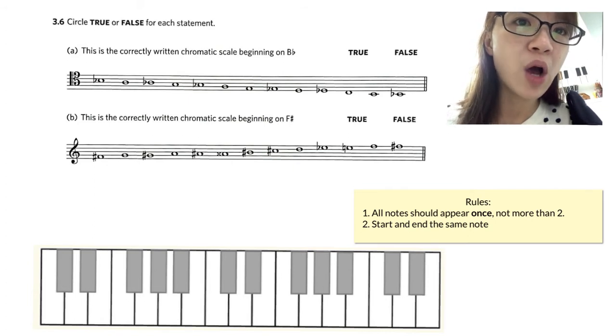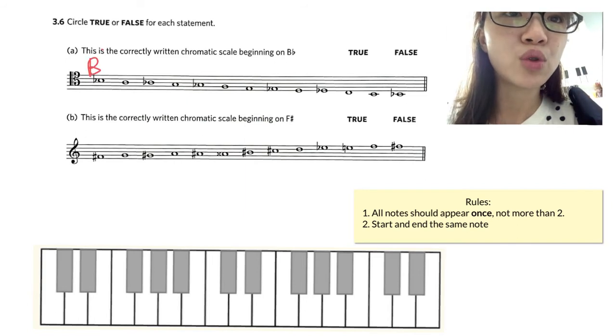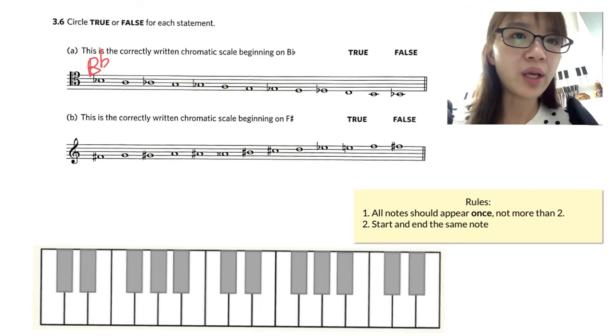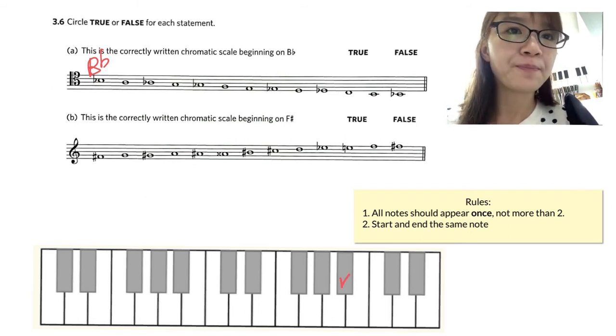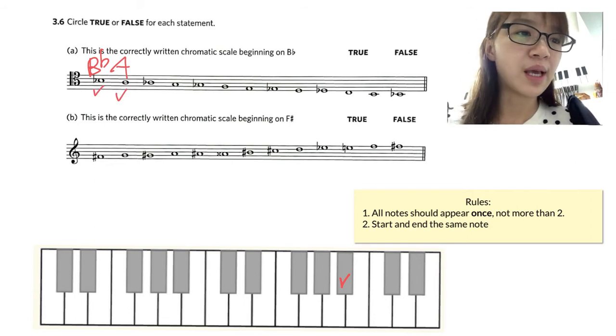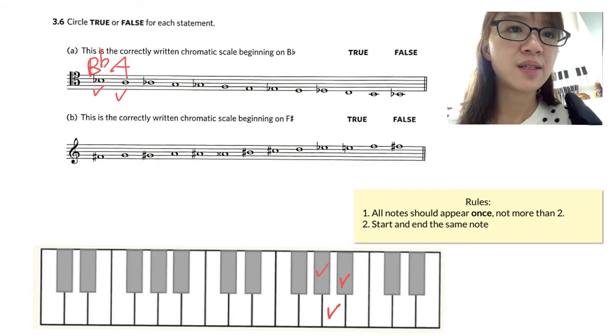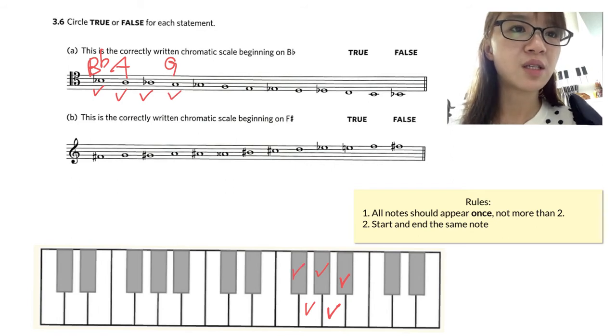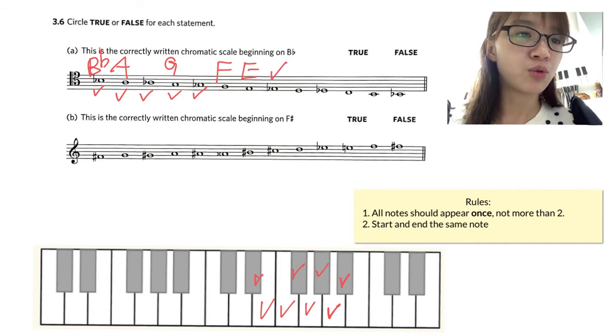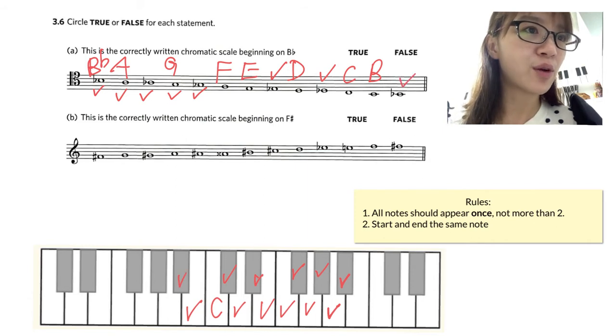So read as the tenor clef. This is the middle C, go down. This is a B flat. You have to know this note. So you're starting on the B flat. Okay, B flat, go to the A. So this is A. Then go to the A flat. Go to the G. This is a G note. And go to the G flat. Go to the F. Go to the E. Go to the E flat. Go to the D. D flat. C. B. And the B flat. Everything is correct. It's true.